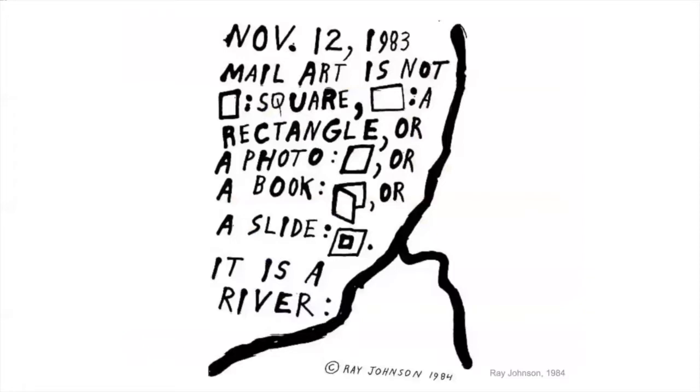Mail art started around the 1950s and 60s with an artist in New York named Ray Johnson. And he started mailing things to his friends and asking them to send them back or add things to them. This one says mail art is not a square, a rectangle, or a photo, or a book, or a slide. It's a river. And I think he meant that's because it moves around from place to place. It goes from person to person.